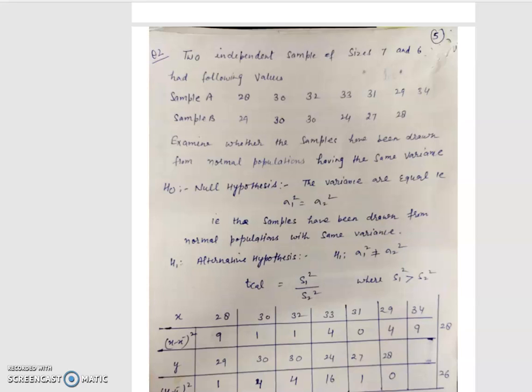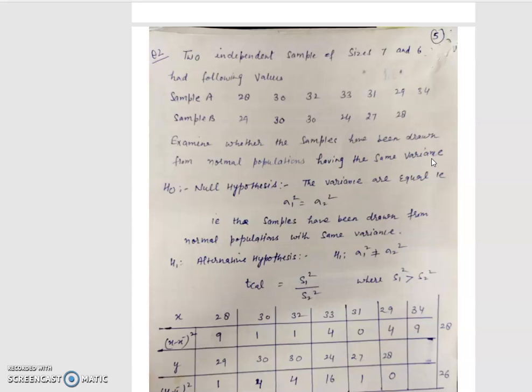Second example, based on the F test. Here we have two independent samples of sizes 7 and 6 at the following values, sample A and sample B. Sample A has 7 values, and sample B has 6 values. Examine whether the samples have been drawn from the same normal population having the same variance.